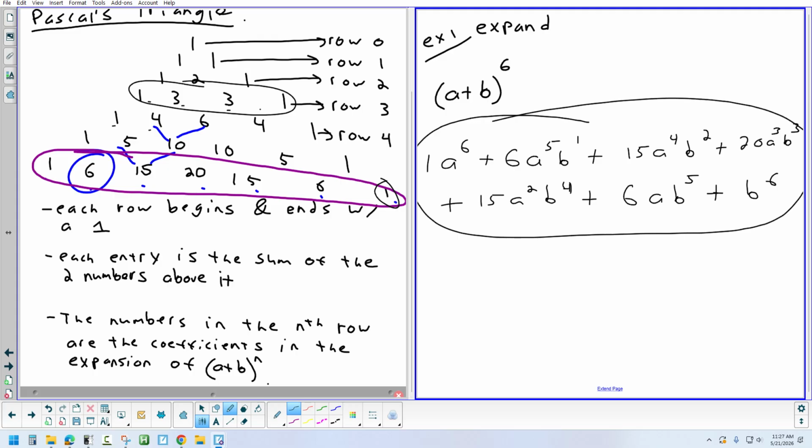And that is a lot faster than trying to do a plus b 6 times in parentheses and FOIL it all out. And once you get the pattern, you really can go through it pretty fast. You just have to know the triangle you need, what row, and then make sure you start with your first variable, highest power. That one goes down. And then on the other variable, the power goes up.